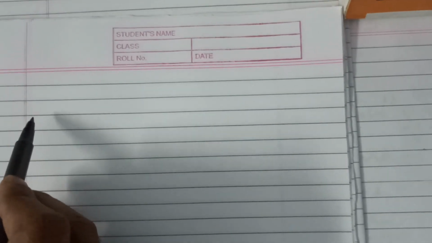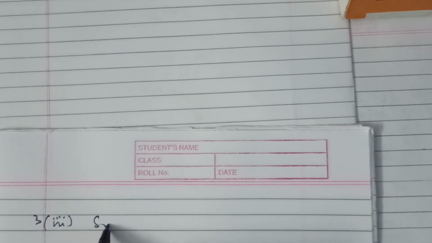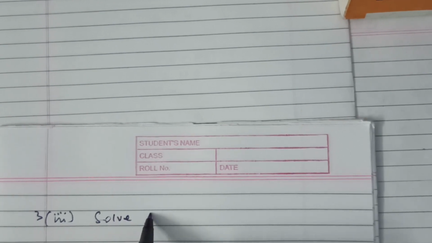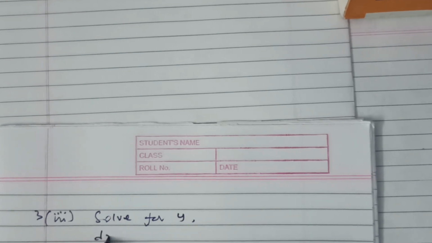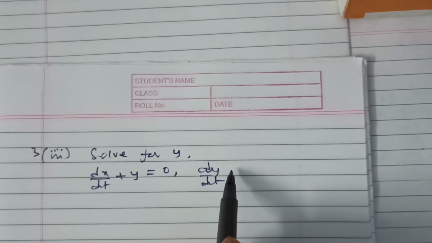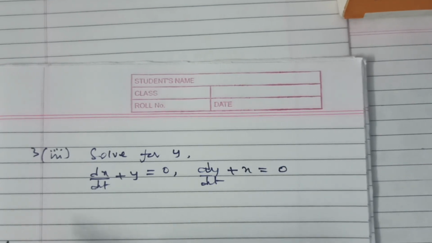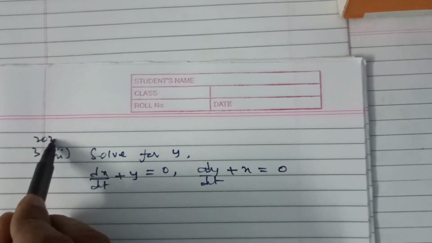So third problem in 3. Solve for y. Dx by dt plus y is equal to 0, comma dy by dt plus x is equal to 0. This problem was asked in 2020.